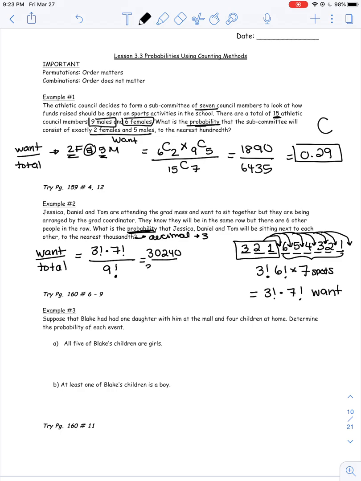The top would equal 30,240. The bottom would equal 362,880, which simplifies. If you go into your calculator and press math, enter, enter, you should get the answer of 1 over 2. So again, you're putting this into your calculator, and then you're going to press math, and then enter and enter again, and you'll get 1/2.